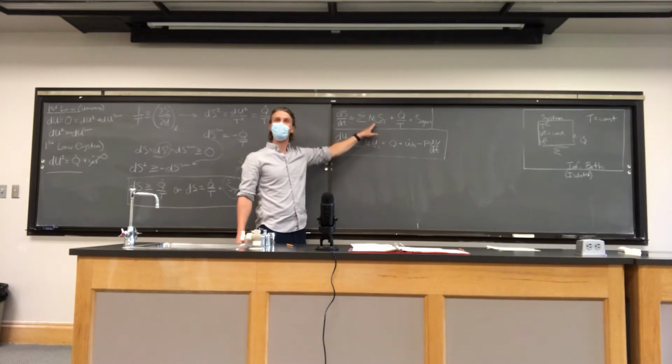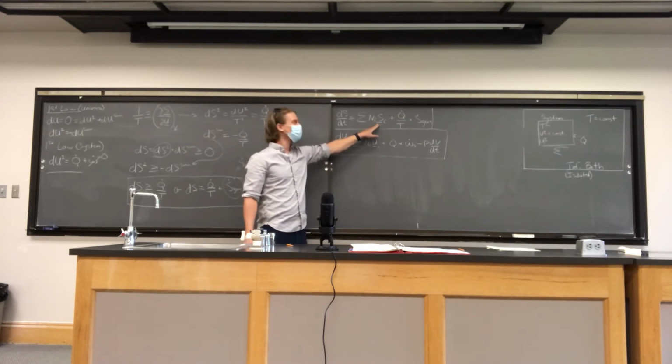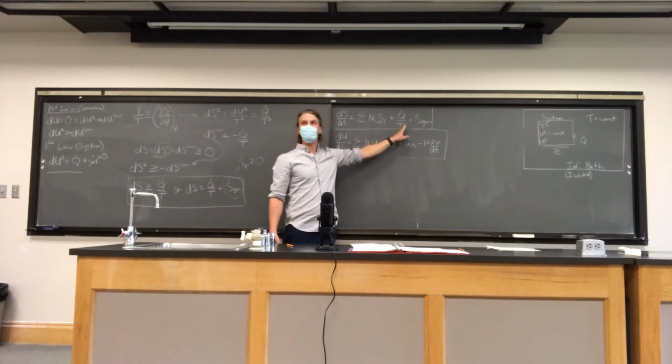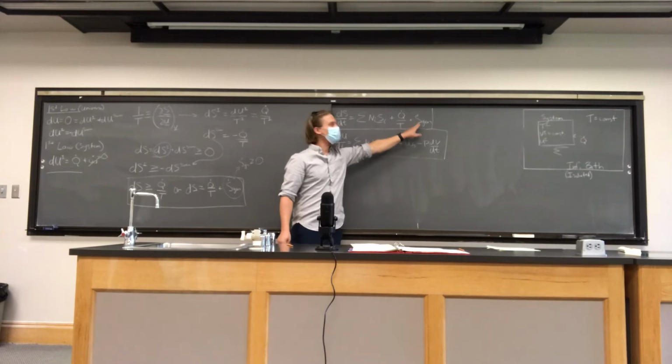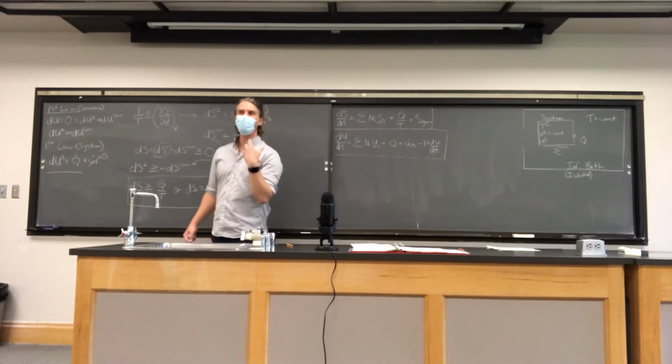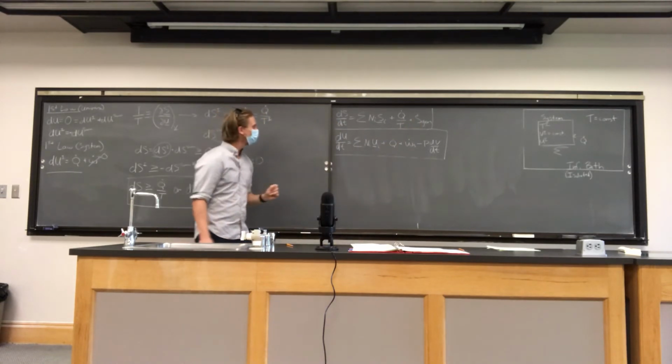So if I have an accumulation of mass, I have an accumulation of entropy. If I have a difference between the flow in and flow out of the entropy, I can have accumulation of it. I also have this term here. Any heat being transferred into the system is going to contribute to the entropy, and I can also generate entropy on the inside of the system as well.